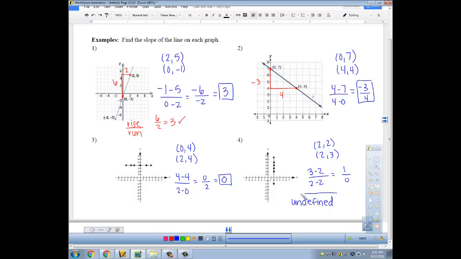A way to remember this is if I were to look at this graph, it is not a function. It does not pass the vertical line test or the pencil test. Since it's not a function, it's undefined. So just a way to remember it.